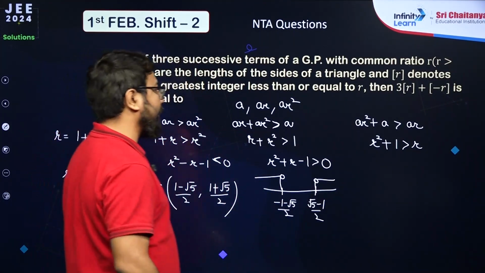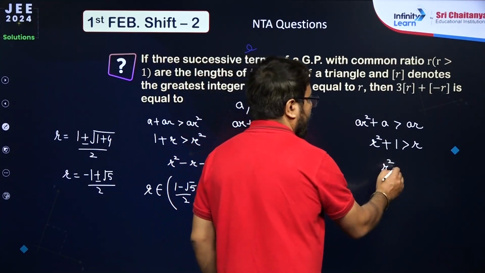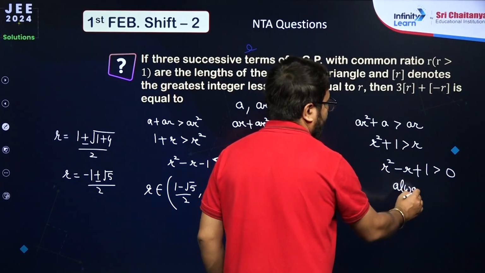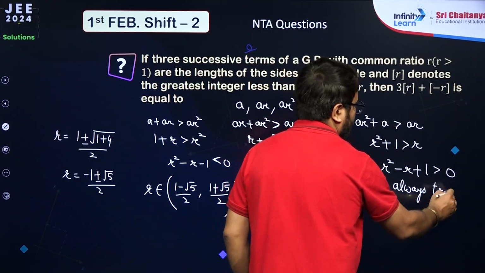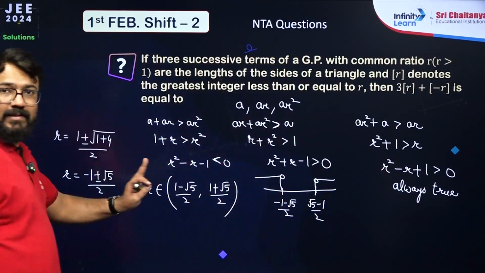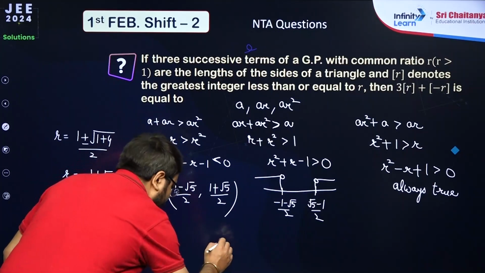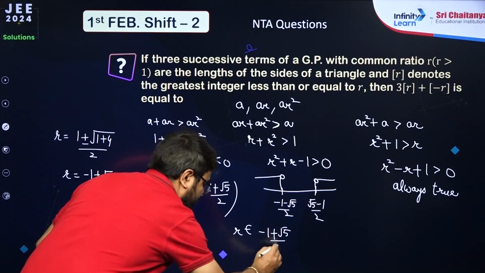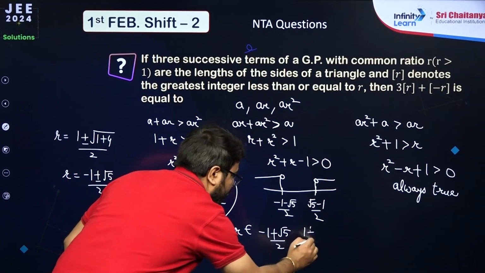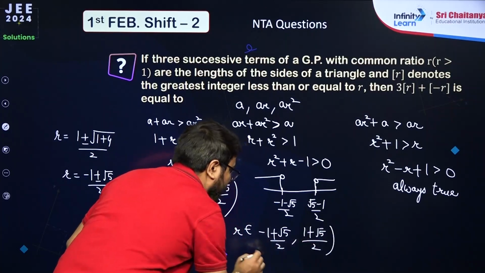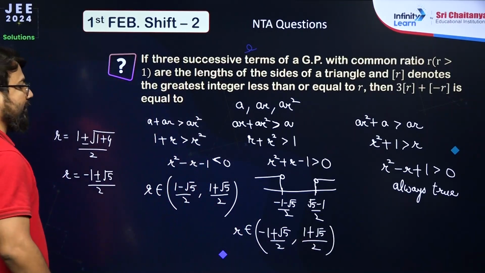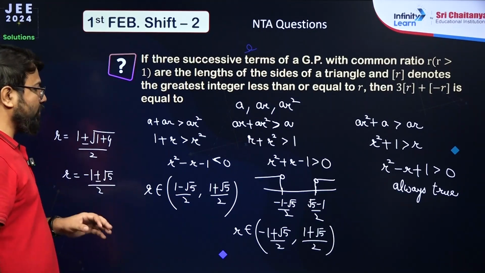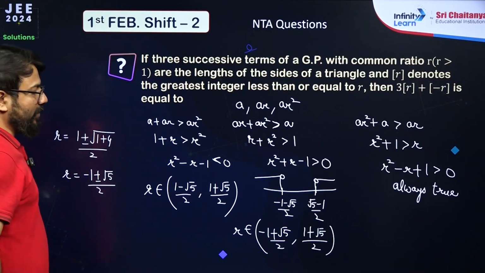Now the next one, R square minus R plus 1. So this is always true, for every R. Now I want to take the intersection of these two. If I take the intersection, then R will belong to minus 1 plus root 5 upon 2 to 1 plus root 5 upon 2. Are you able to understand this? So minus 1 plus root 5 upon 2 to root 5 plus 1 upon 2. I hope you are able to understand this.